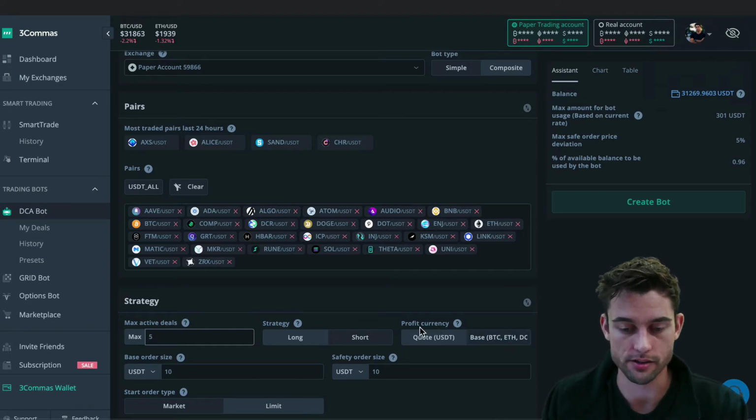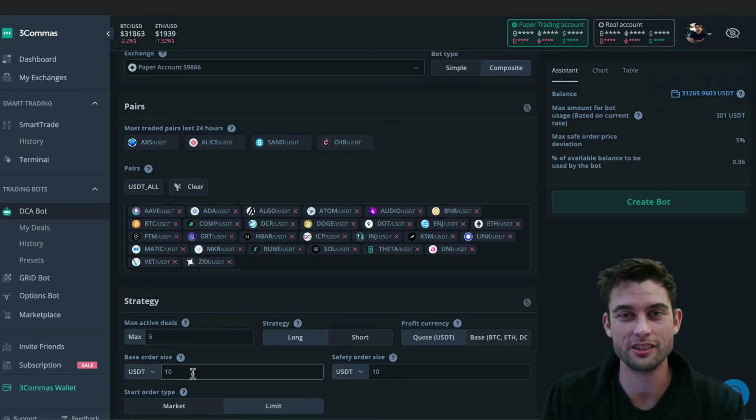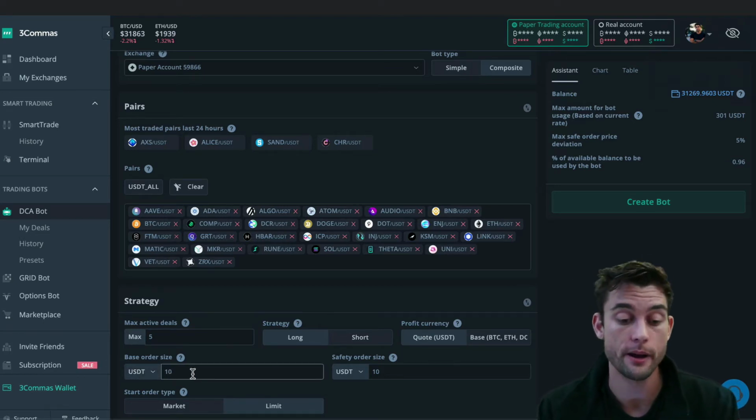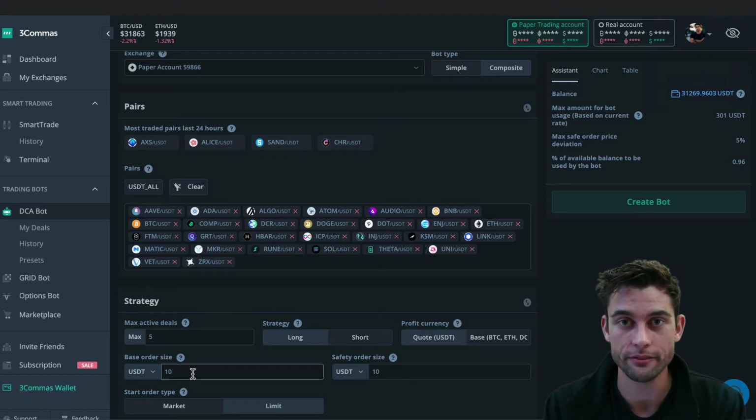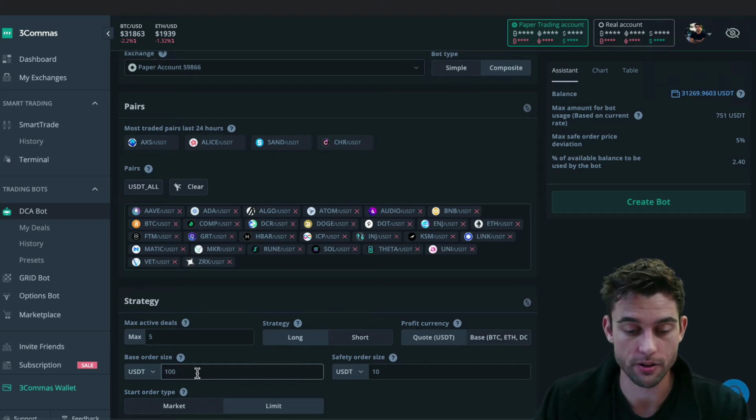But of course, like I said, if you want more cryptocurrency in general, then you can use base as your profit currency. And so coming down over here to the base order size, like I've mentioned in previous videos, the base order size is the size of the very first order that gets put into the books and gets activated when your bot initially starts. So right now it's at 10, and we're going to set this to 100 for this cryptocurrency.